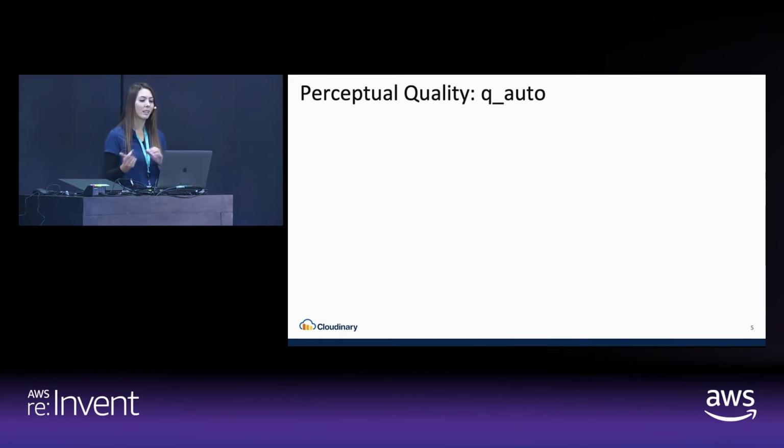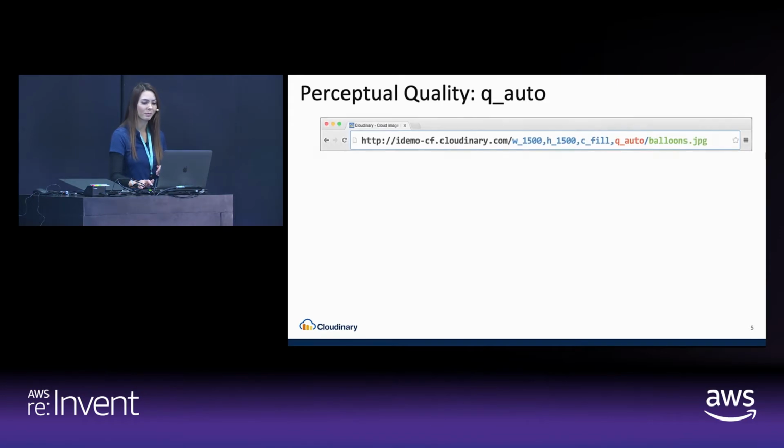And so how do we do that? We do it by analyzing the perceptual quality, and we use a URL parameter called QAuto. This is what a typical Cloudinary URL would look like. You can see here we're already doing some manipulations in the URL. We're setting the width at 1500, the height at 1500. We're setting a crop mode, and then we're using QAuto. So what would that look like?